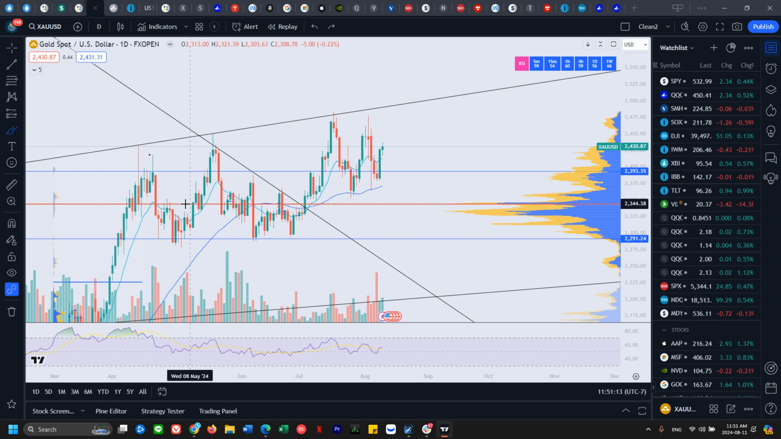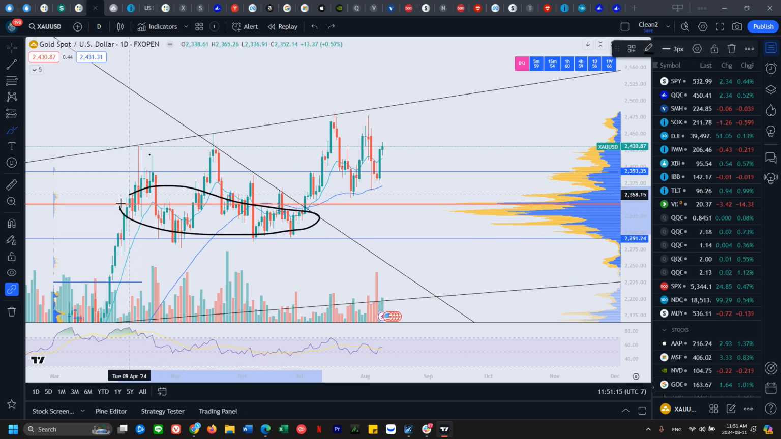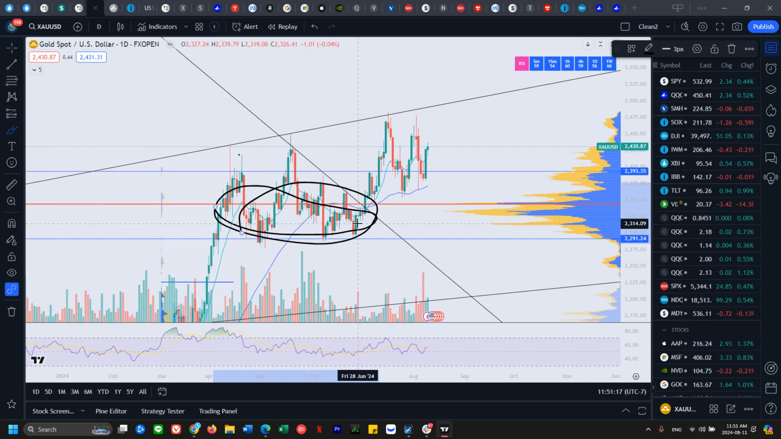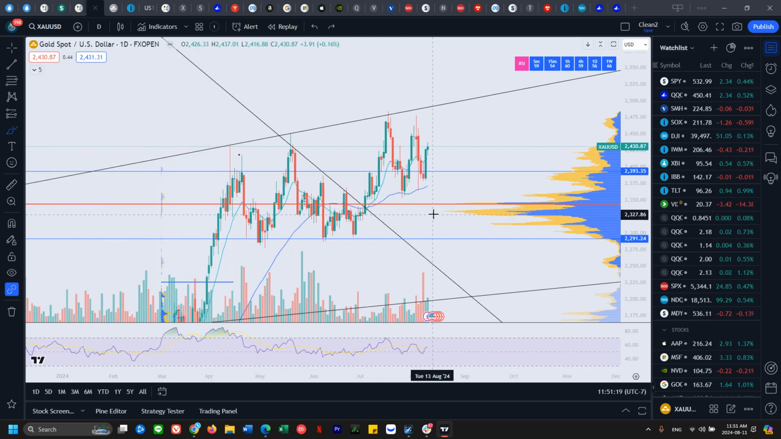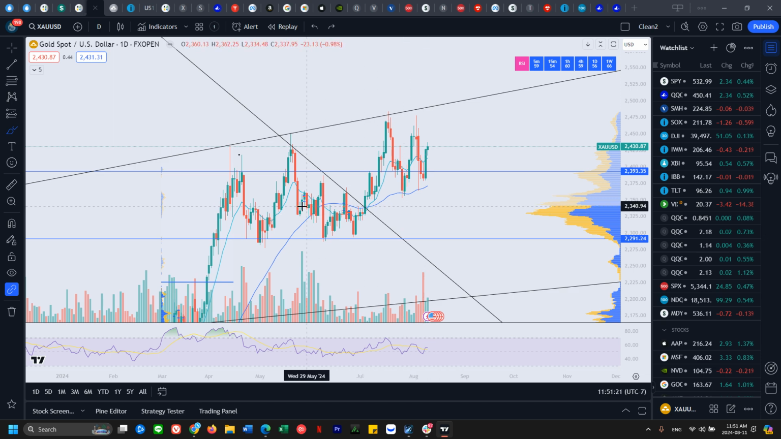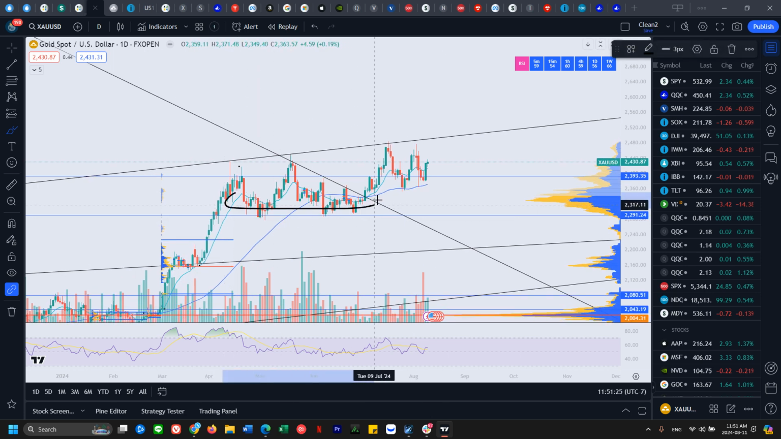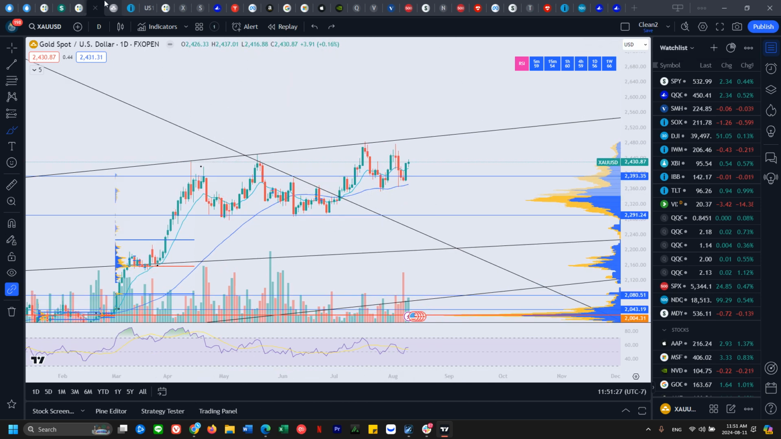Very clear zone. As long as bulls hold above this area as well, they have nothing to worry about. It's pretty much the last demand zone for bulls. Bears can't break below this area. Bulls have nothing to worry about.